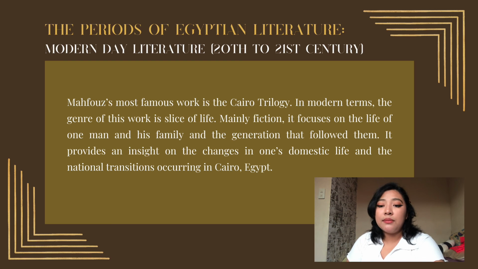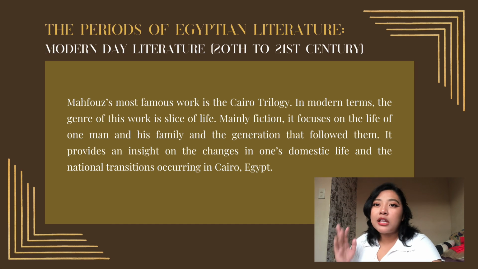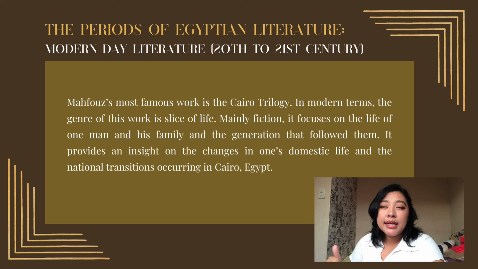In modern terms, the genre of this work is slice of life. Mainly fiction, it focuses on the life of a man and his family and the generation that followed them. It provided an insight on the changes of one's domestic life and the national transitions occurring in Cairo, Egypt. So if we would define it in terms of what scope of topic it embraces, we could say that this is most probably cultural and political.